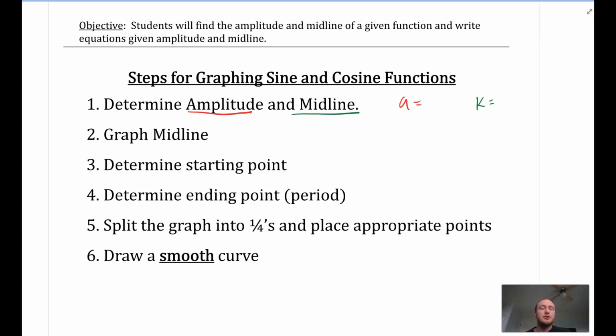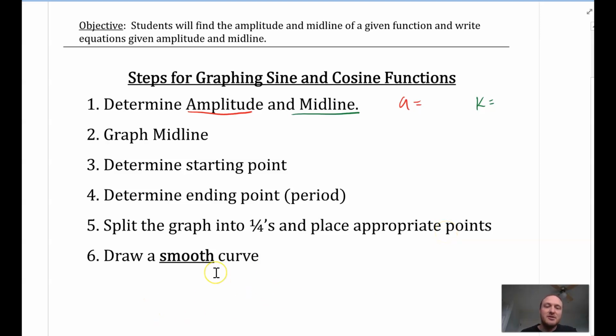Step 3, determine the starting point or the location. So if I am sine, I'm going to start on that midline. If I am cosine, I'm going to start at the top of my amplitude, and we'll look at some of this. Step 4, determine your ending point, or kind of like where your period ends, or the cycle ends. I need to replot that point. Step 5, split the graph into quarters and place appropriate points.